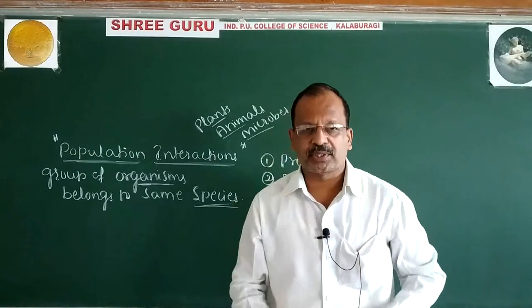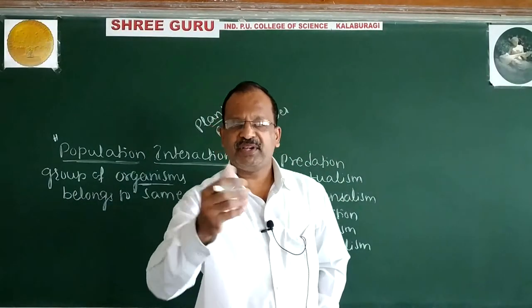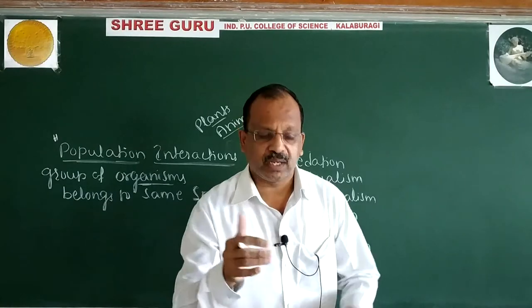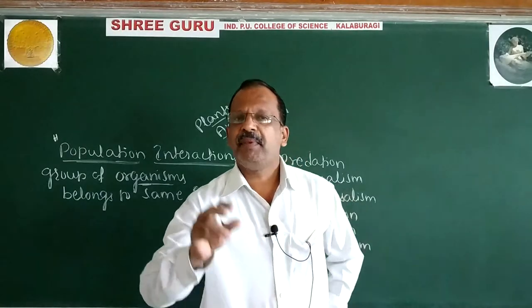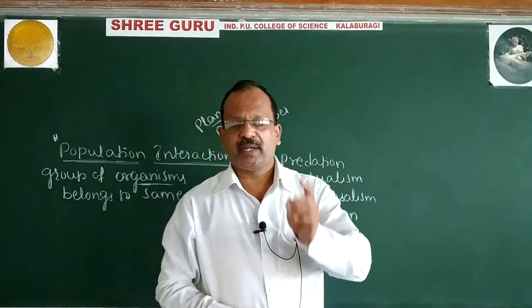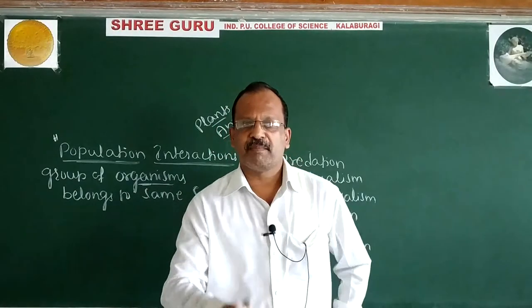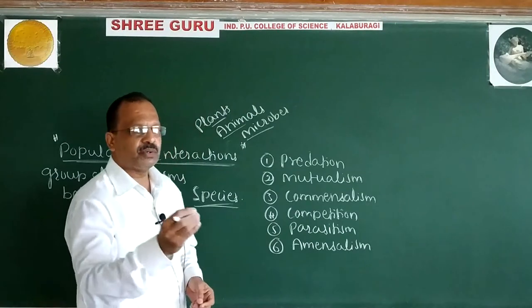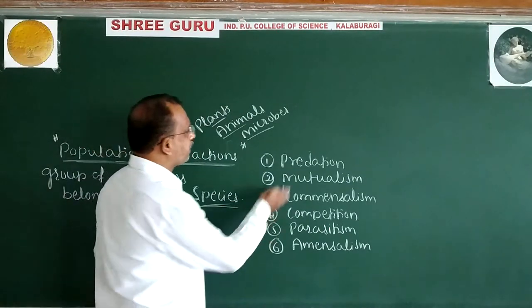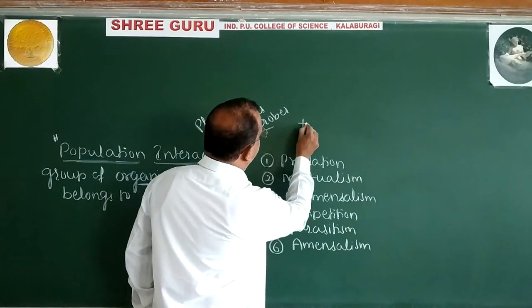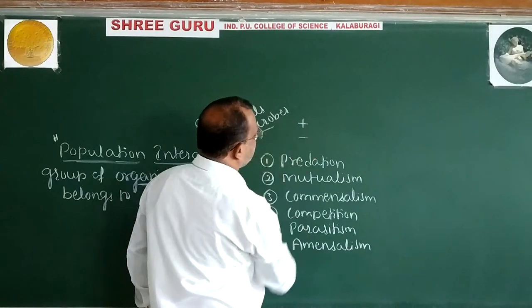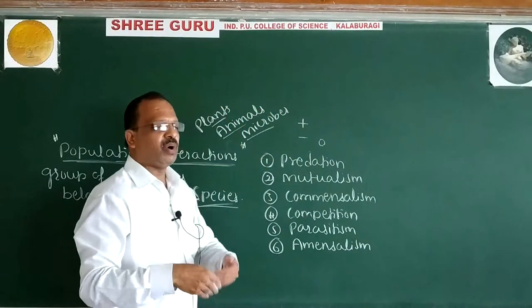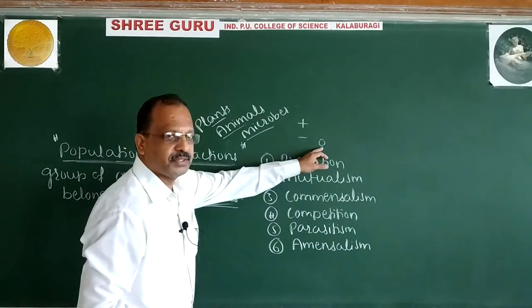In that interaction, some may be benefited, some may be harmed, or it may be neutral. Beneficial is denoted by plus. Plus means benefited. Harm means negative. Neutral, no benefit and no harm, is designated as zero.